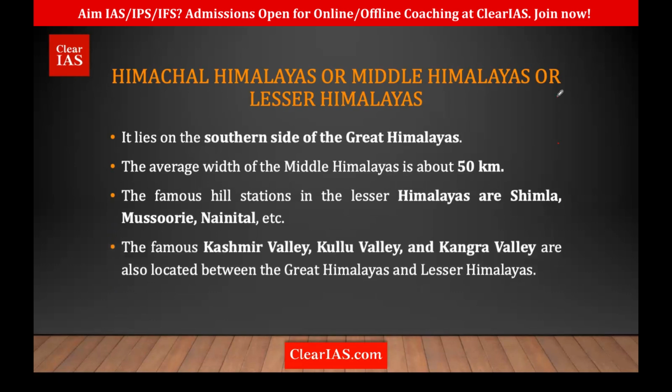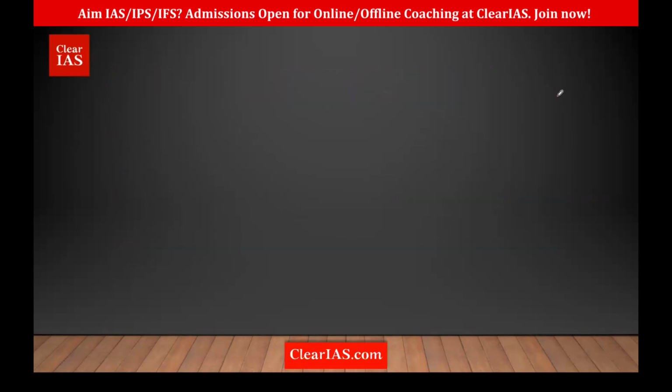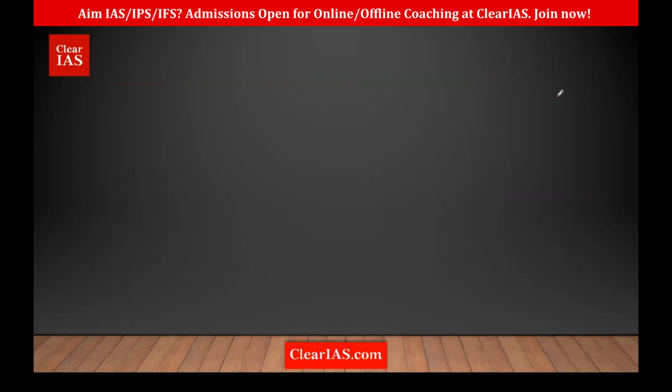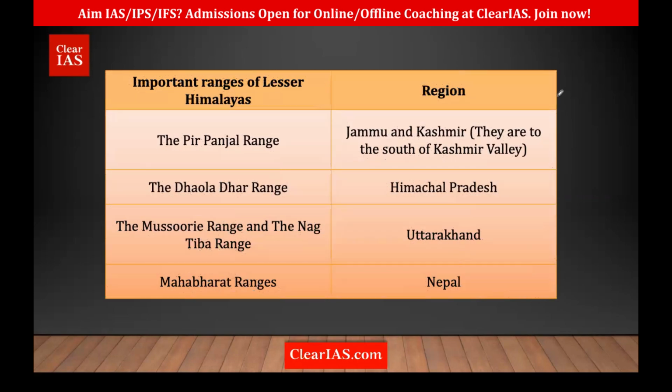All the important valleys, Kashmir Valley, Kulu Valley, Kangra Valley, are located between the Greater Himalayas and Lesser Himalayas. I told you this is not a continuous range like the Himadri. So you must know all the mountain ranges which constitute the Himachal Himalayas. We can divide it into four. We have the Panjal range on the top, the topmost part in Jammu and Kashmir.